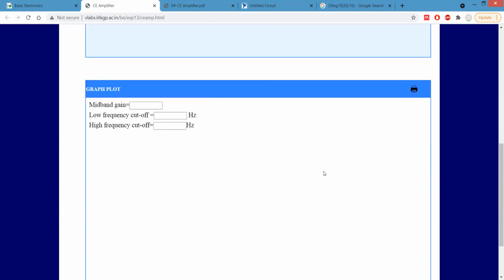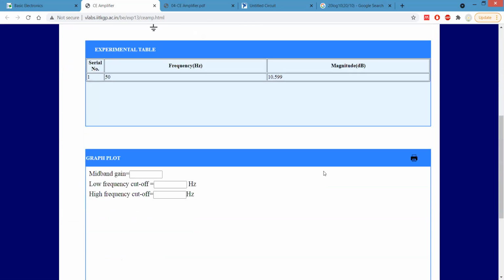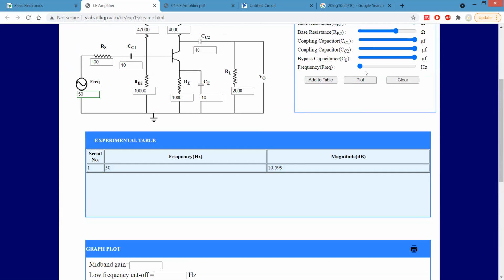Whatever we have to find out, we have to plot that graph, the gain bandwidth graph. So starting from 50 hertz, we can change the value in a regular fashion. Let's say 150, 152. Okay, then 250, or okay, 300. Okay, 318.